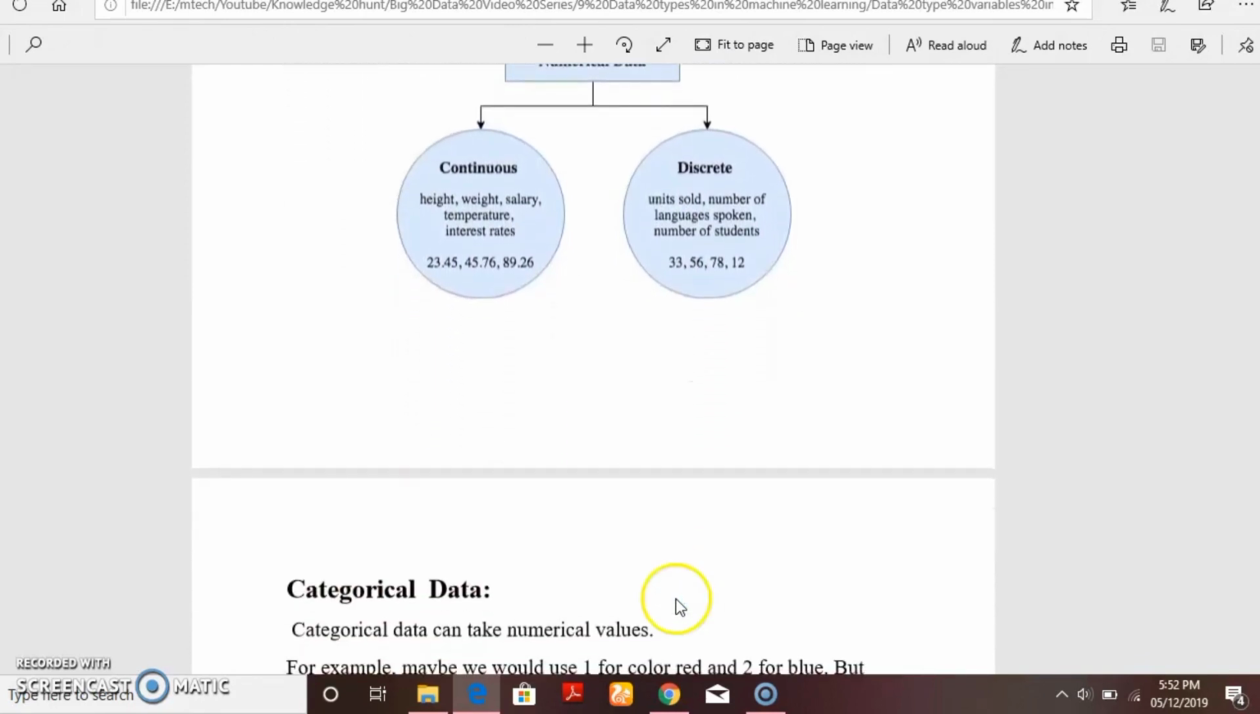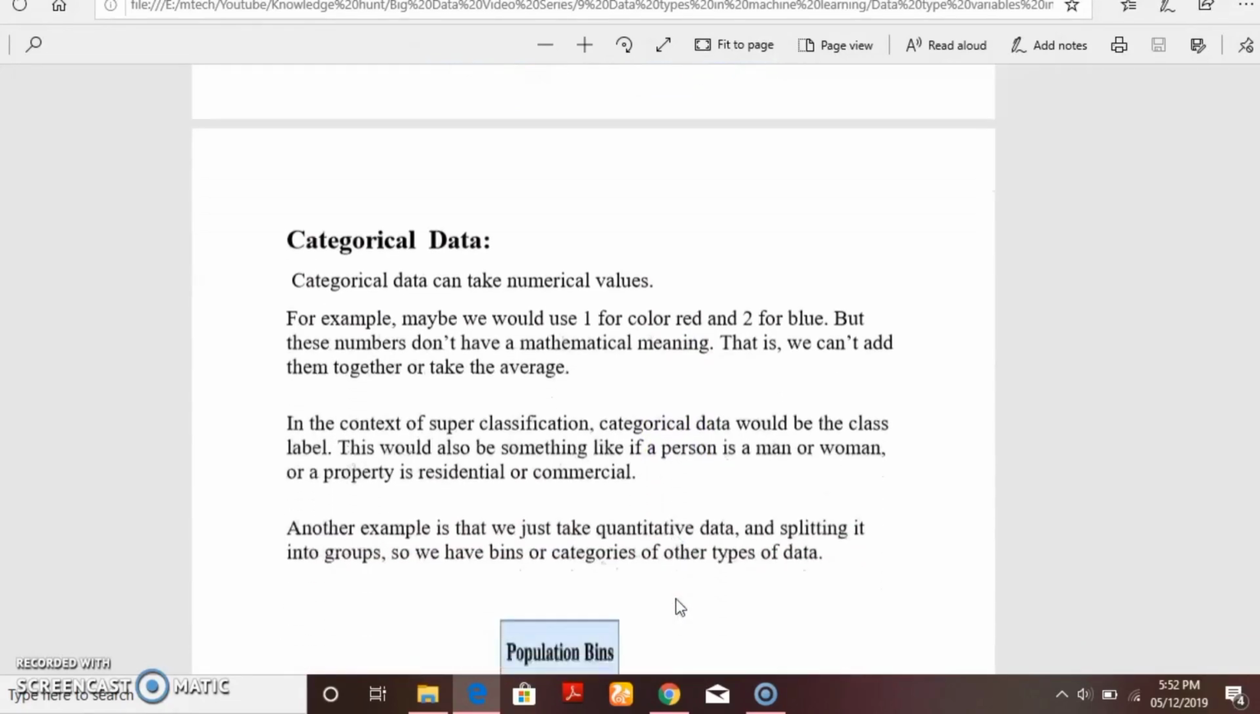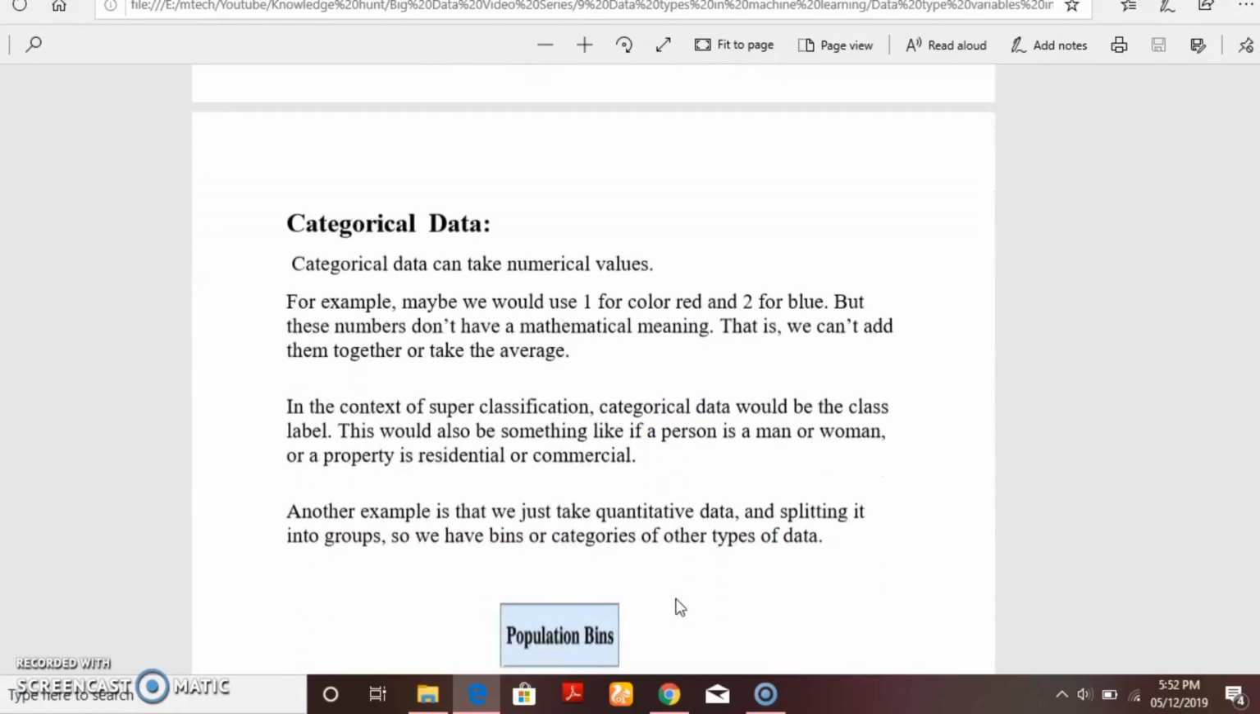So the next type is categorical data. I hope everyone is understanding numerical data. What is categorical data? It doesn't take numeric values. Maybe we would use 1 for the color red and 2 for blue, but these numbers don't have any mathematical meaning because they are only denoting the colors of a particular object.